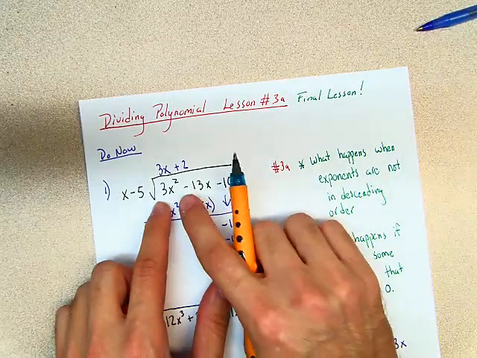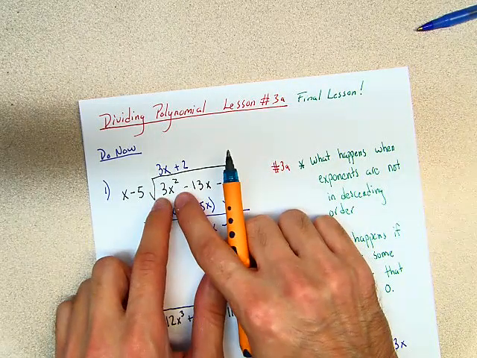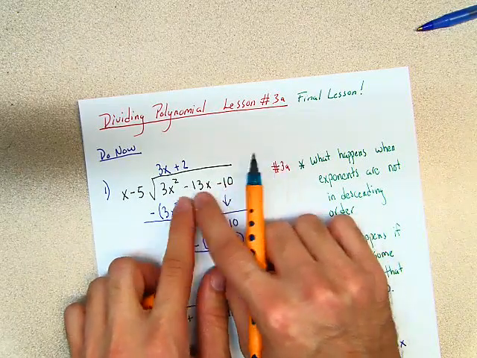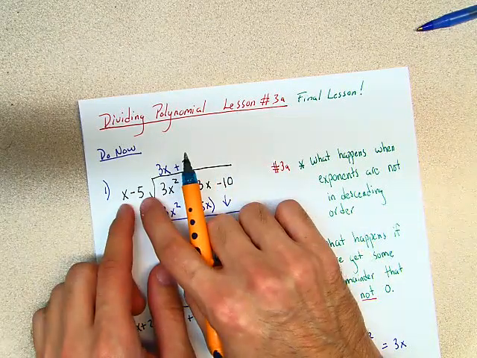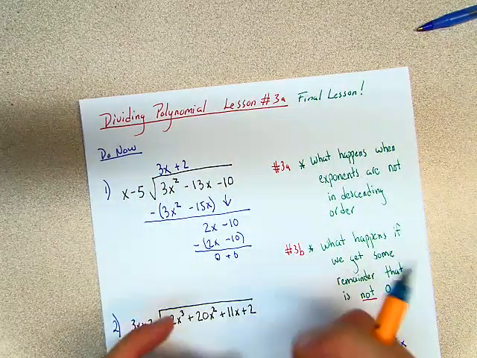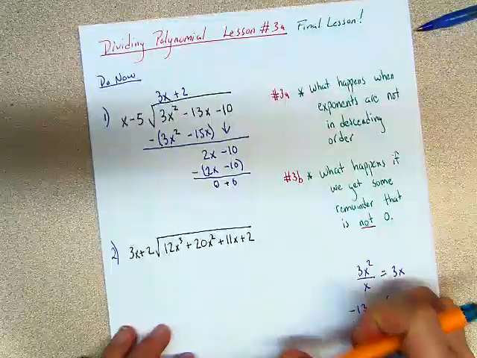So remember, our final answer is when you divide 3x squared minus 13x minus 10, when you divide this whole thing by x minus 5, you get 3x plus 2. Okay? And that is our final answer. Let's look at the next question.